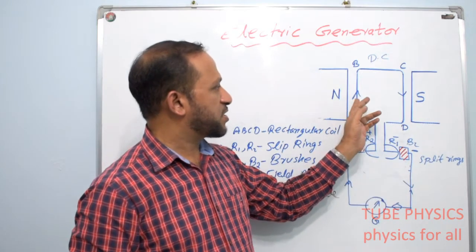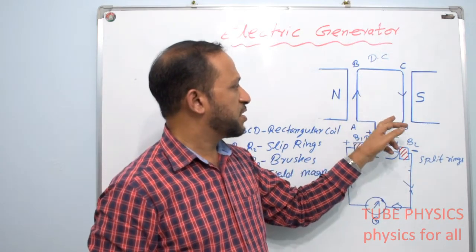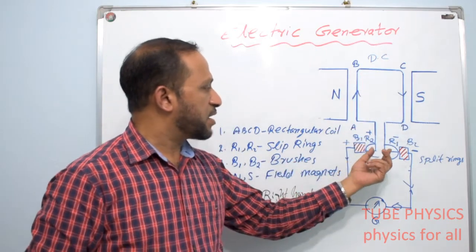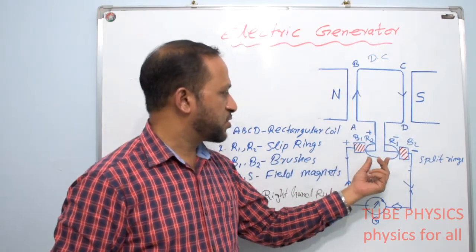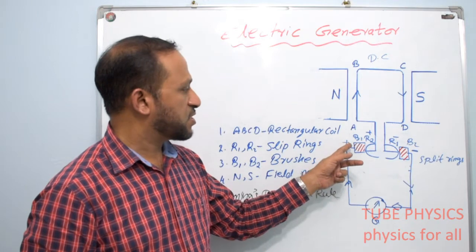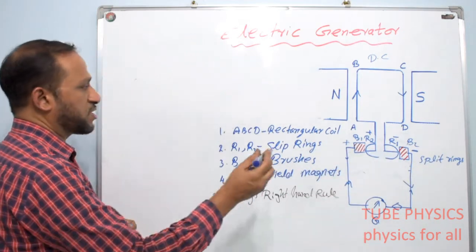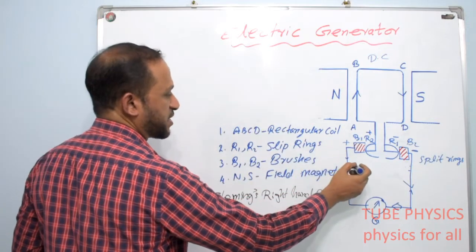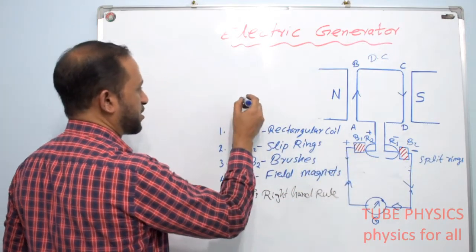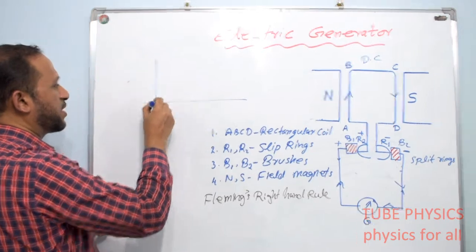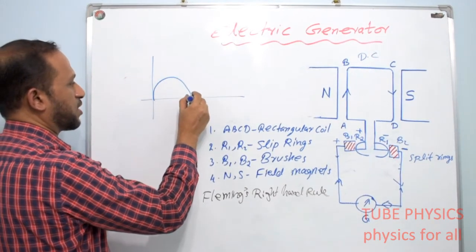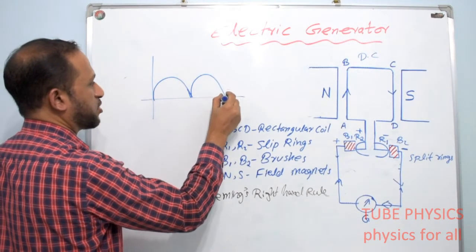In the first half rotation, the direction of current will change in ABCD into DC, BA, and the rings also interchange their position. So in the external circuit, B1 will always give positive and B2 will give negative. So if we draw the graph of the DC current available in the external circuit, that DC graph will be like this.